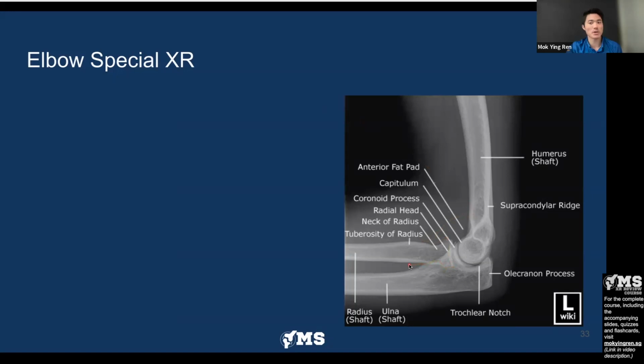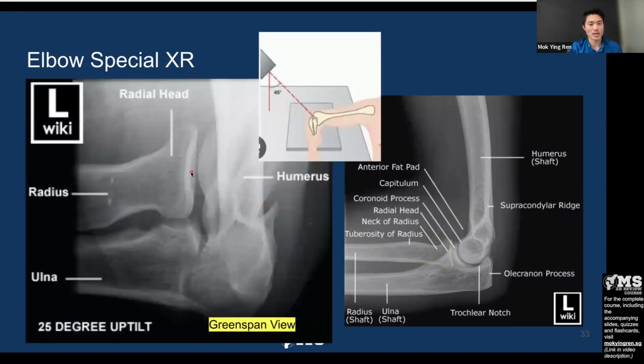So therefore, you want a special view if you find that you want to look at the radial head better. And this is called a Greenspan view. It is simply shot in an oblique manner such that the radial head is now no more overlapped with the coronoid process. And now you can see it in its entirety. The Greenspan view.